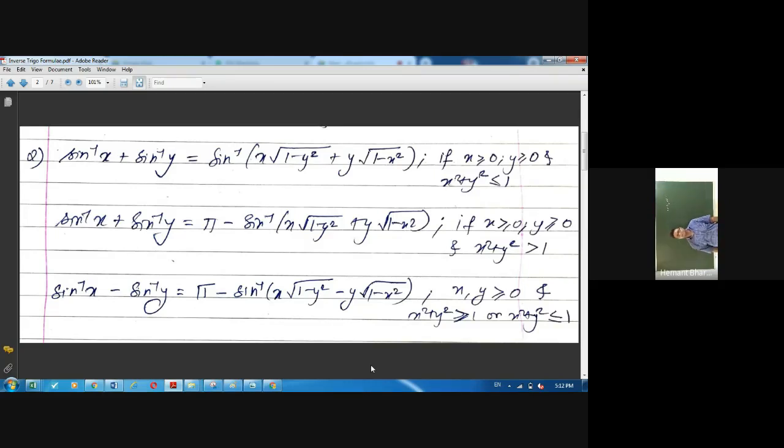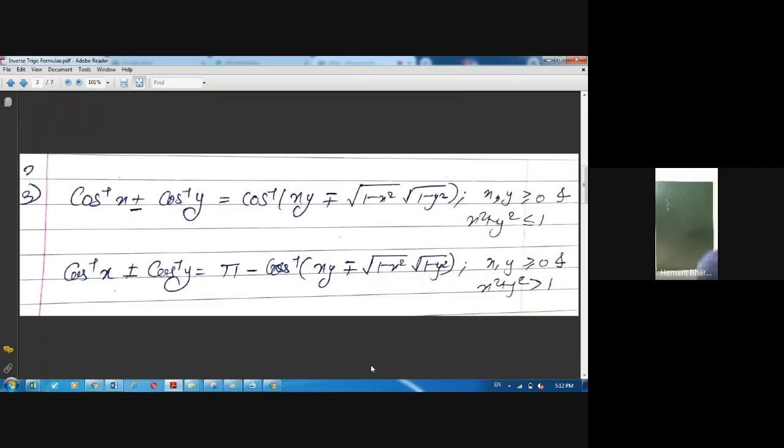In that case, you have one formula. The next formula is exactly the same, but you are subtracting that term from pi when x square plus y square is greater than 1. And for minus, it is the same formula, be it x square plus y square greater than 1 or less than 1: pi minus sin inverse of x into under root of 1 minus y square minus y into under root of 1 minus x square.